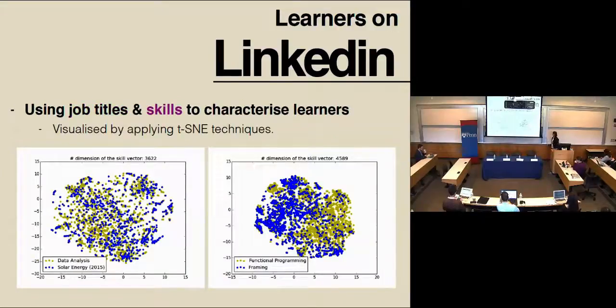So here's another cool thing you can do. Well, you can throw a lot of data analysis at your problems. This is what we did here as well. If we look at the professional interests of our learners on LinkedIn, can we cluster them into different groups? And, well, if you look at people who take data analysis versus solar energy, you say, well, it's pretty much the same type of people. But if you look at people who take functional programming versus people who do framing, which is political science, you do see some differences. So apparently, functional programmers are special. They're different from the rest.